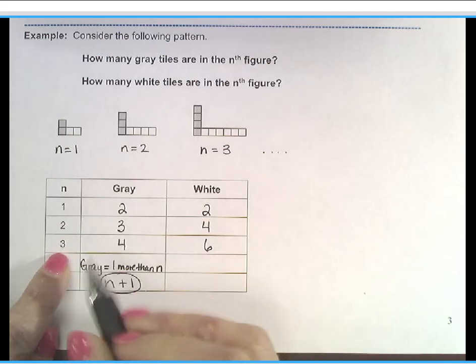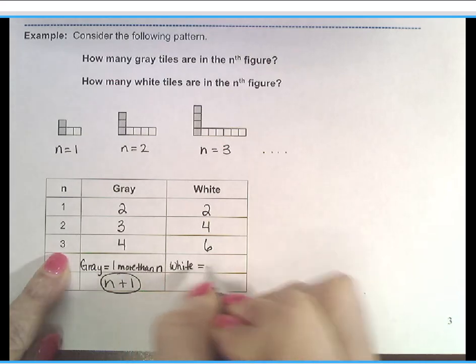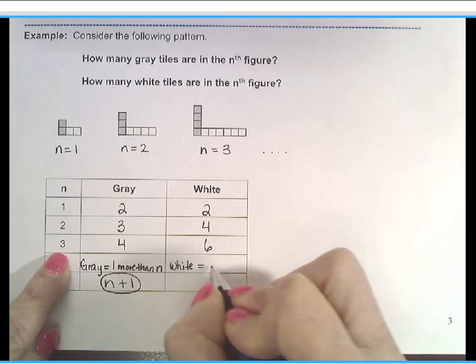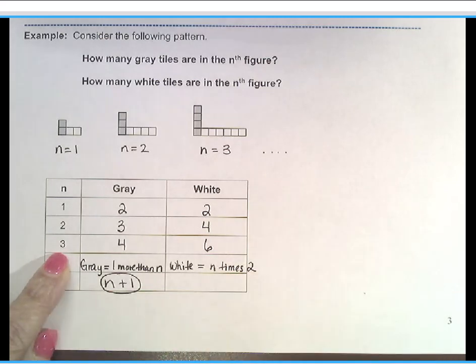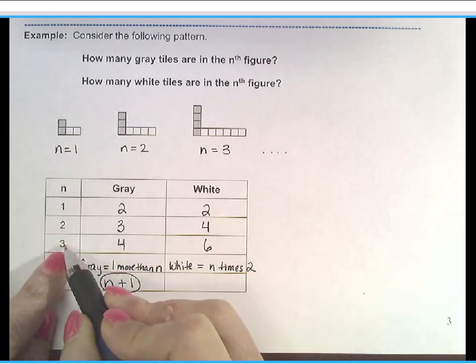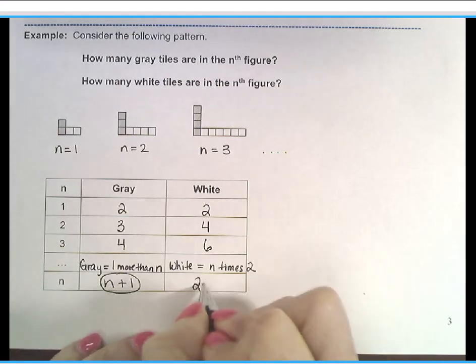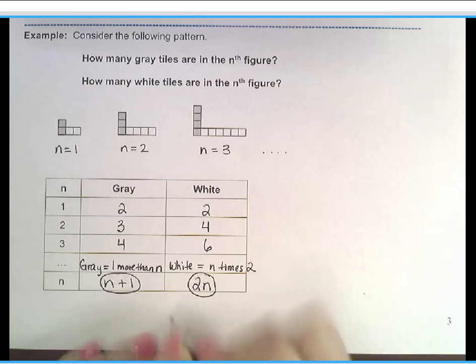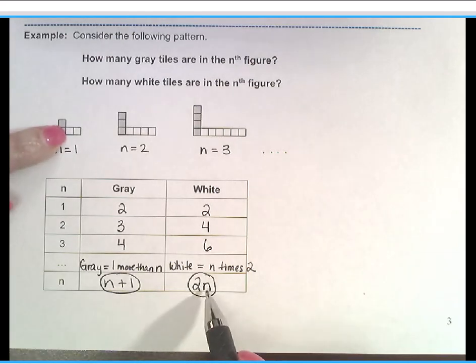Well, it seems like the number of white tiles is always the position doubled. If you take the position and double it, take the position and double it, take the position and double it, that's the number of white tiles. So n times 2, or 2n. So when n is 1, there's going to be 2 white tiles.